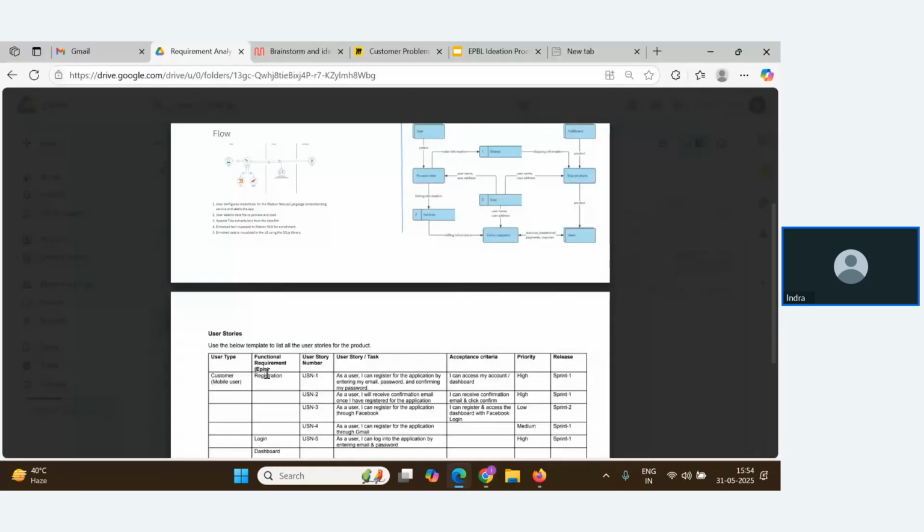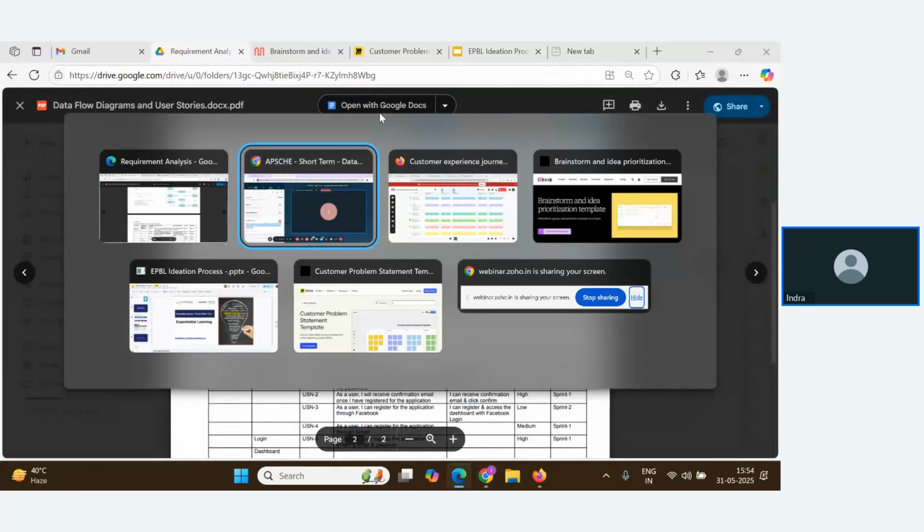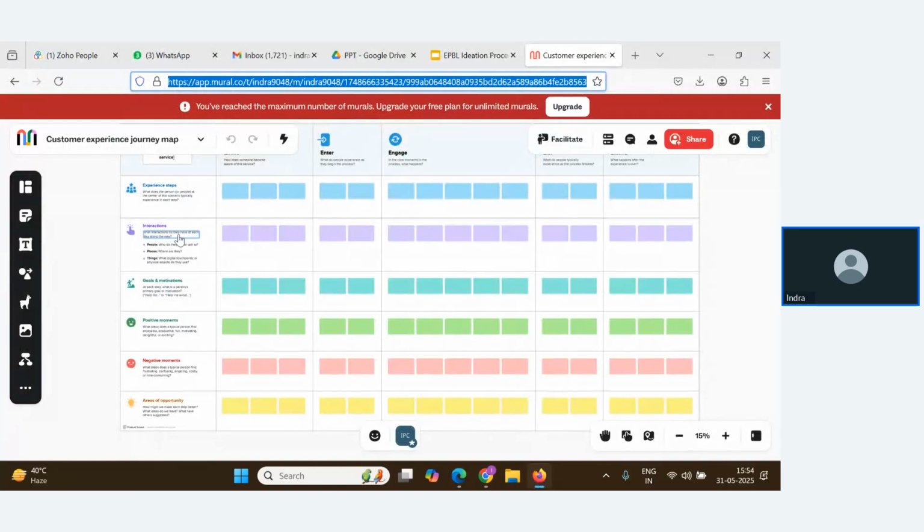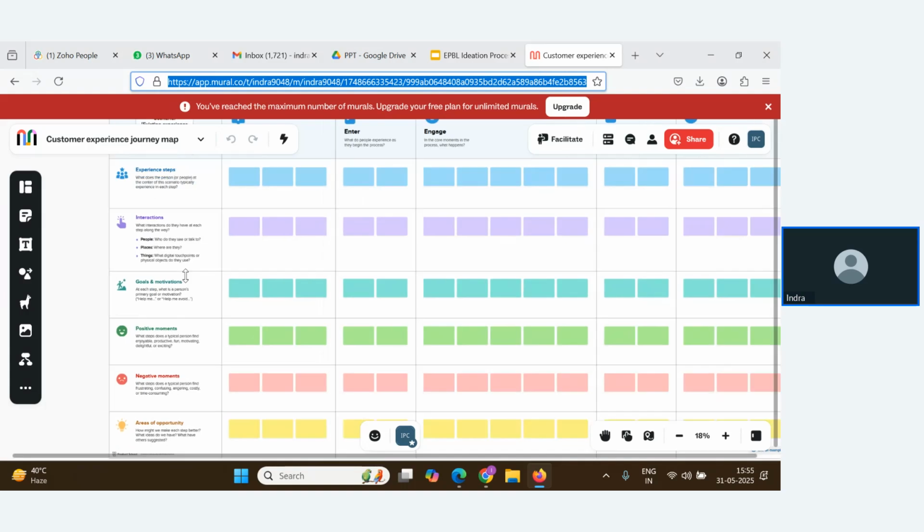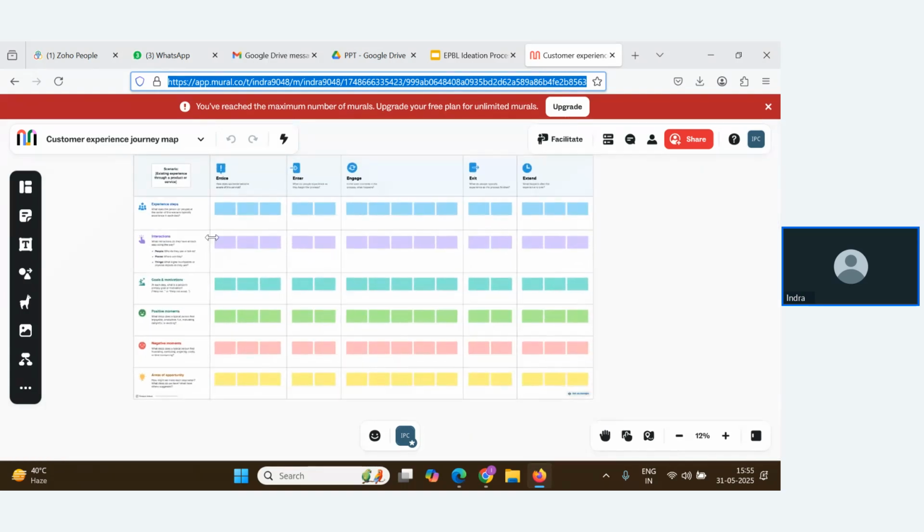The picture that you can see right now is of a customer journey map. You need to fill this table. It's very simple, guys. This customer journey map will help you understand what the customer is going through when he's using your product or service. This is divided into 5 stages. First is entice.